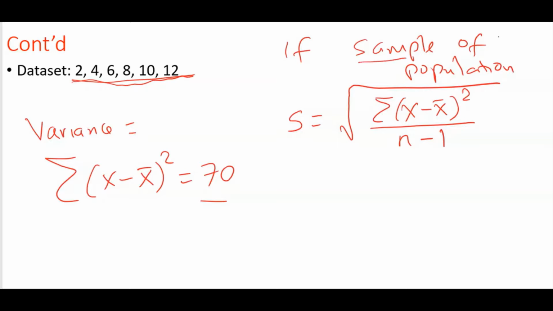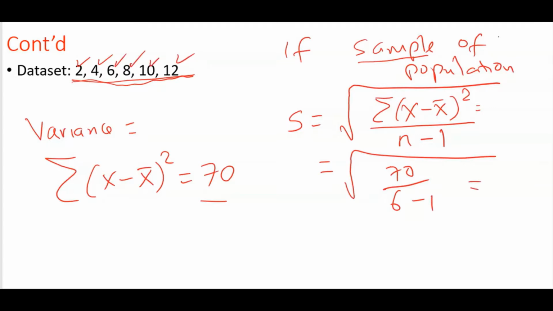If this is a sample of the population, what we found was the summation, which is basically the variance, which was 70, divided by n. N is 6 because there are 6 values in this data set. 1, 2, 3, 4, 5, 6. 6 minus 1. So this will give me 70 divided by 5, square rooted.